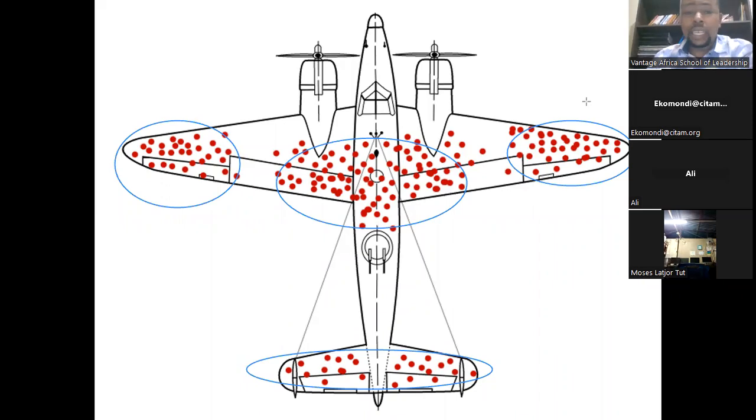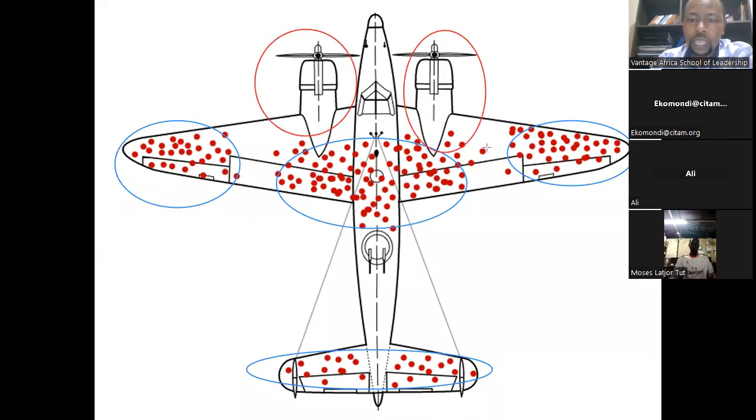But somebody else came and said, you guys are getting it wrong. In fact, the areas that are not hit are the ones that you should reinforce. You should reinforce here. You should reinforce here. You should reinforce here.